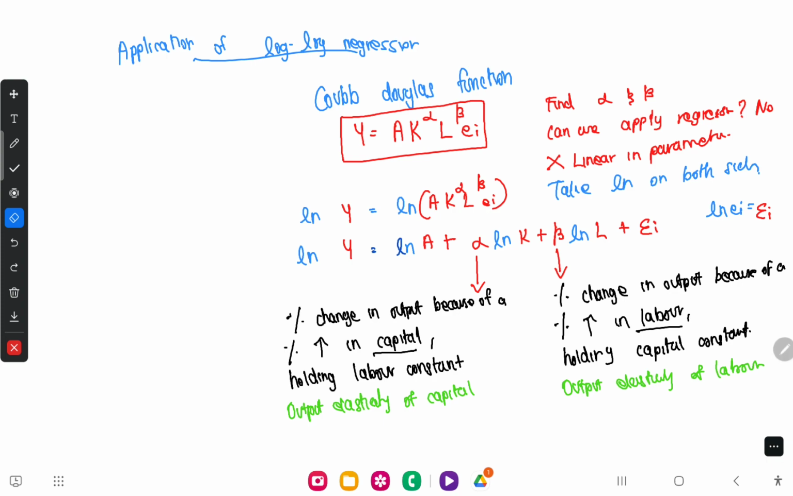Now there is something like this. Based on the values which we get for alpha and beta, we can say something about the returns to scale.